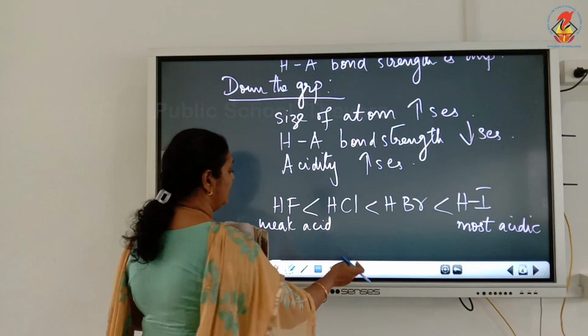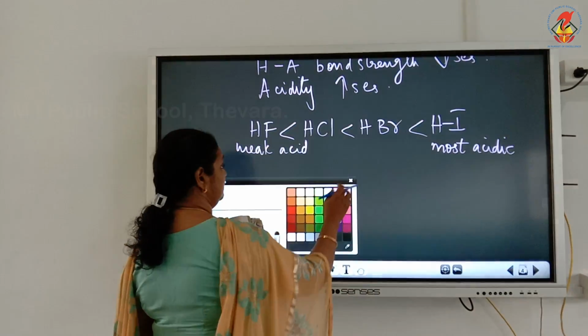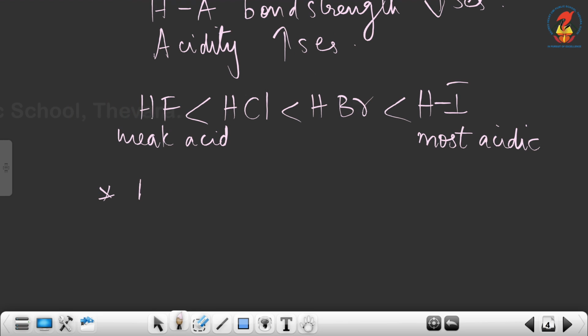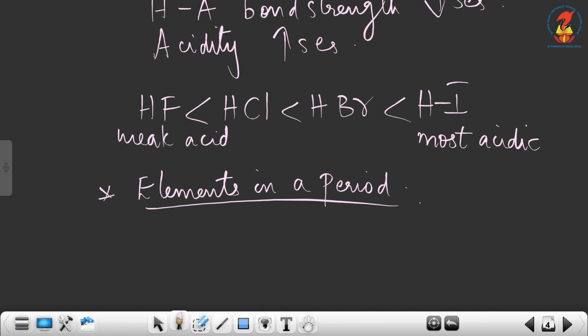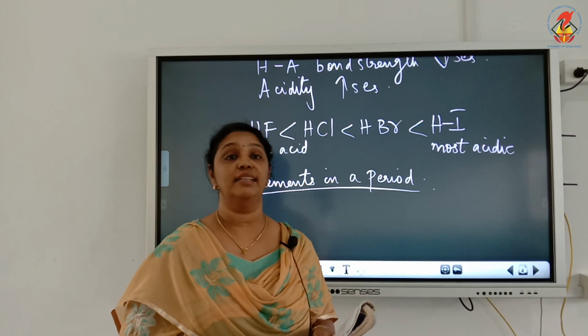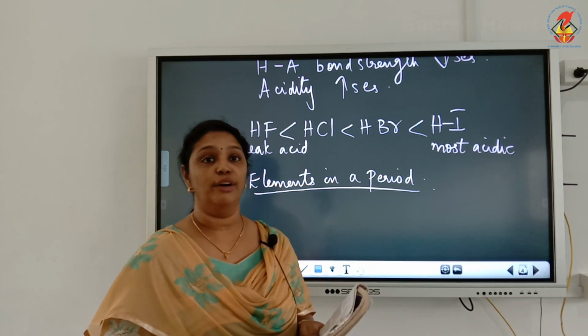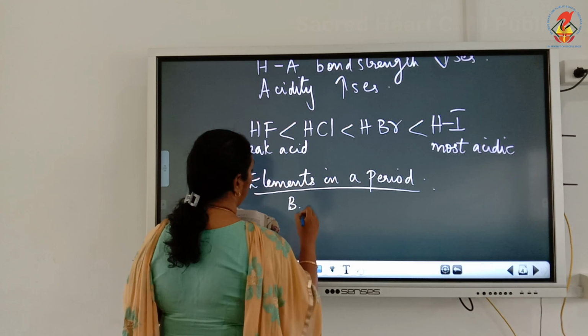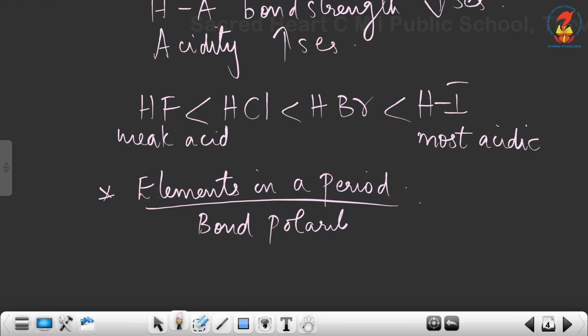Now next, when we consider elements in a period, here we have to consider the HA bond polarity instead of bond strength. So here bond polarity is important, because when the electronegativity difference increases, the strength of the acid increases.